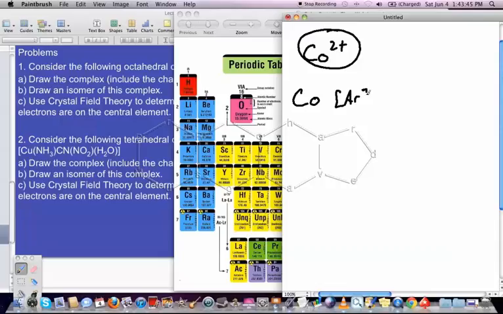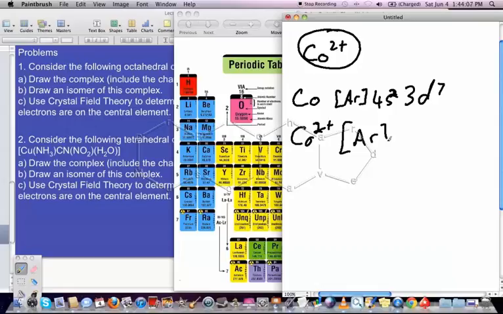Ar 4s2 3d7. Now we need cobalt 2+, and as I've explained, the first electrons to go are always the s electrons, and we've got 2 of those, so those are the ones that are going to leave. Co2+ means it's Co missing 2 electrons, and it's the s electrons that go. So we'll be left with Ar 3d7.